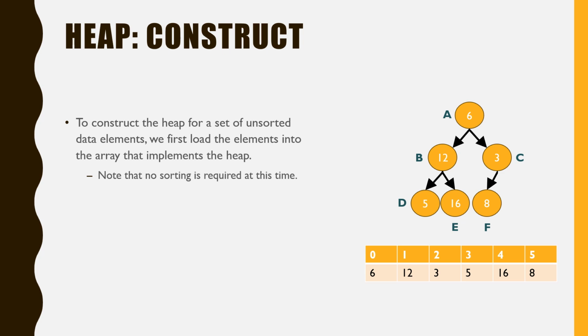Given a set of n unsorted data elements, the first step is to load them into the heap's internal array, which takes O(n) time. This direct loading process corresponds to randomly placing the elements into the nodes of a complete binary tree, as illustrated in the figure on the right. Note that no sorting is performed at this stage. The elements are simply arranged in the array as they appear.